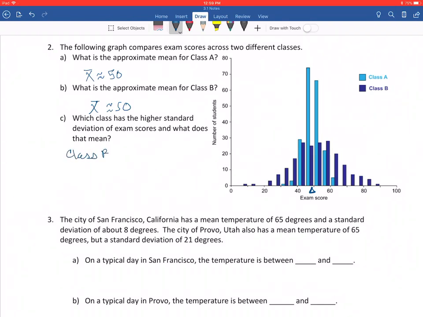I would say that class B has a higher standard deviation, and what that means is that they have more scores that are farther from the mean. More spread.